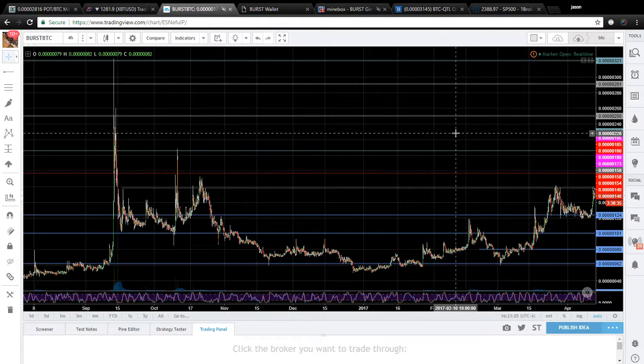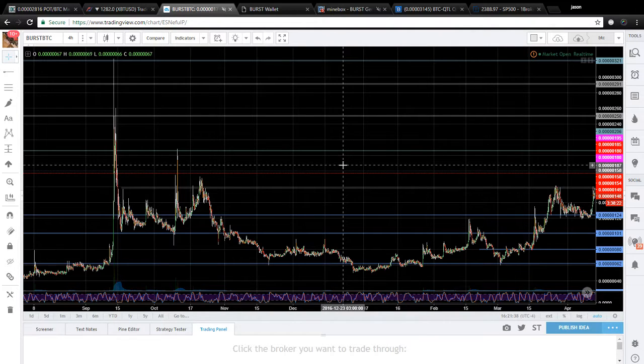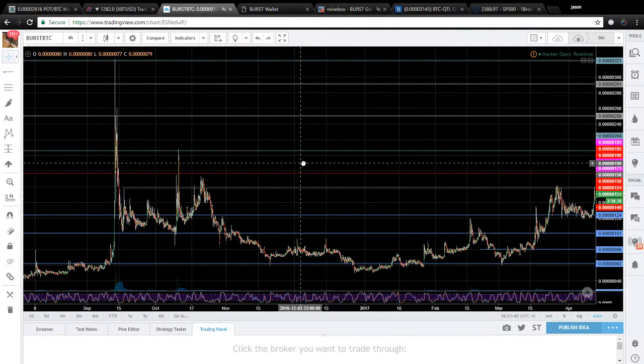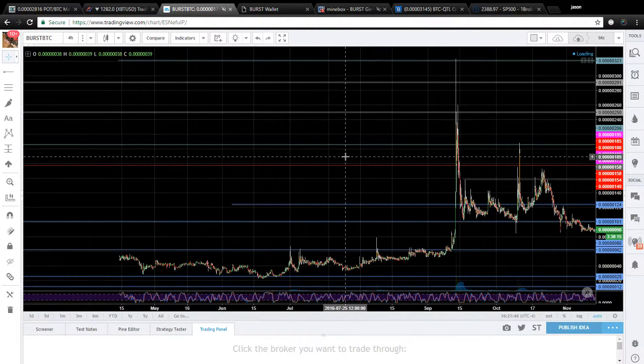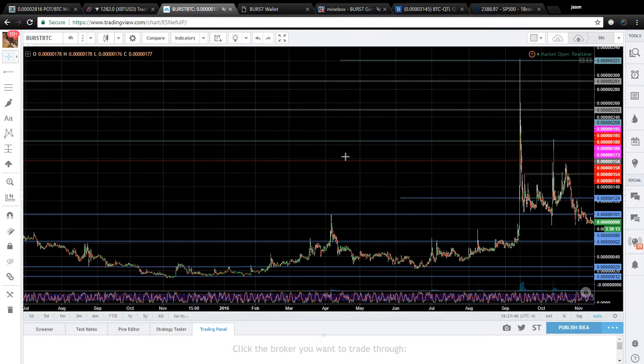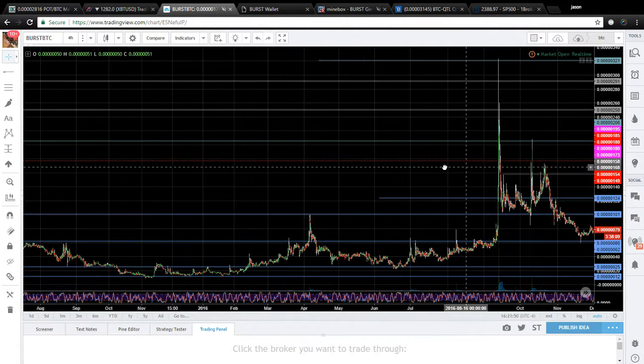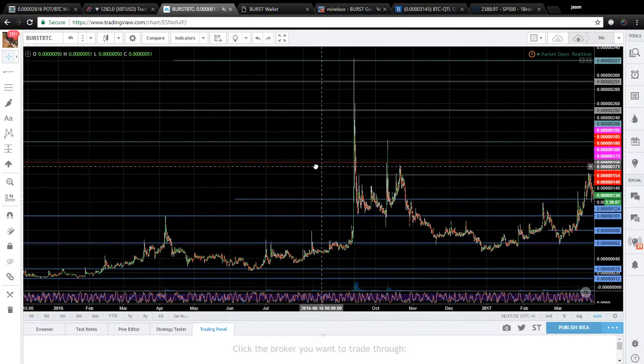So in the last video we started out with Burstcoin. We were looking at support and resistance. We drew some lines on our chart to indicate points where the price historically has turned around. And today we're going to take a look at how the lines we drew stood up to the time that has passed.